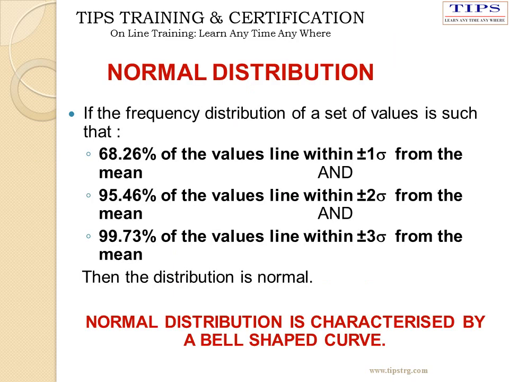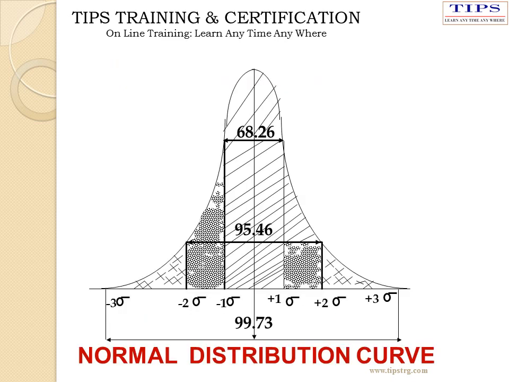Normal distribution. If the frequency distribution, that is normal distribution of the set of values, is such that 68.26% of the values lie within plus minus 1 sigma level, and 95.46% of the values lie within plus minus 2 sigma level, and 99.73% of the values lie within plus minus 3 sigma from the mean, then the distribution is said to be normal. Normal distribution is characterized by a bell-shaped curve, which we have already discussed.